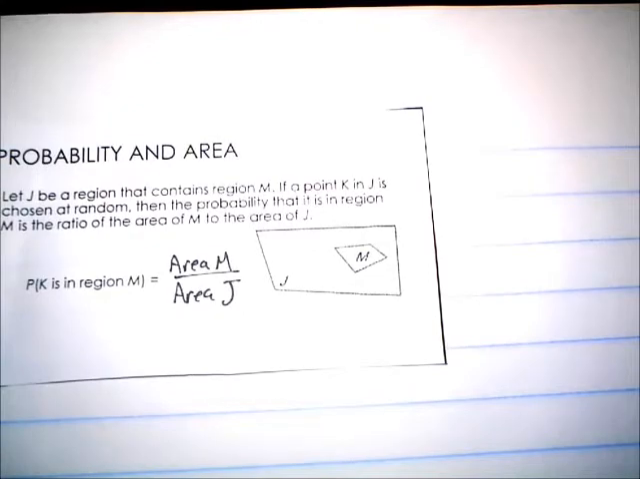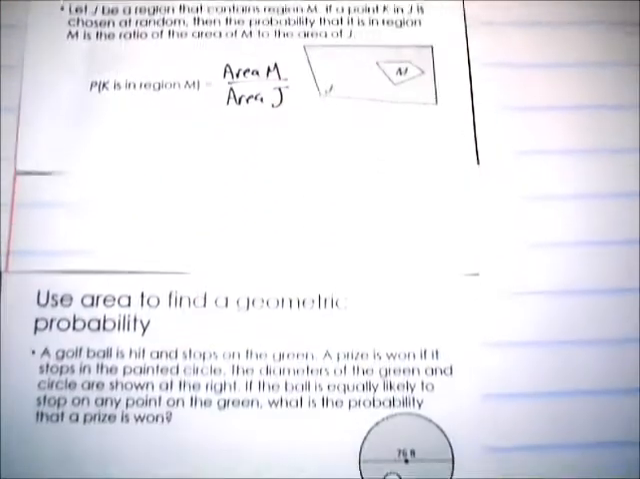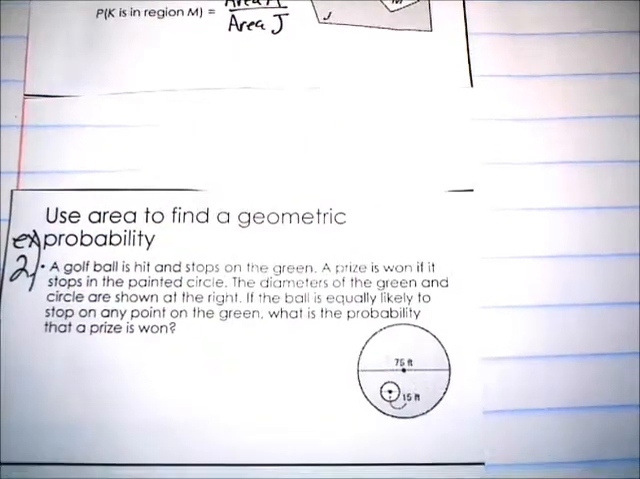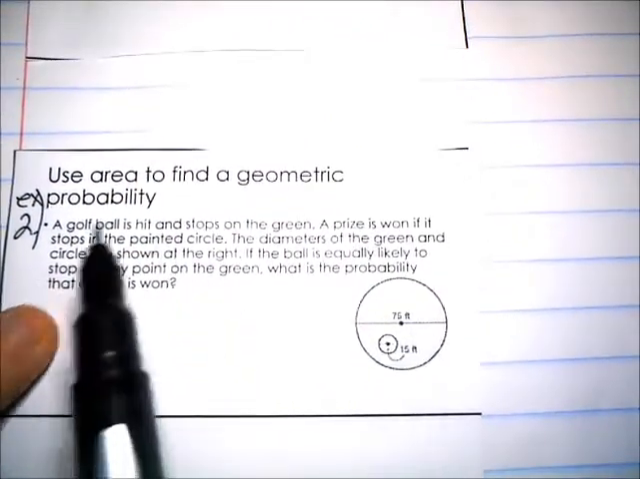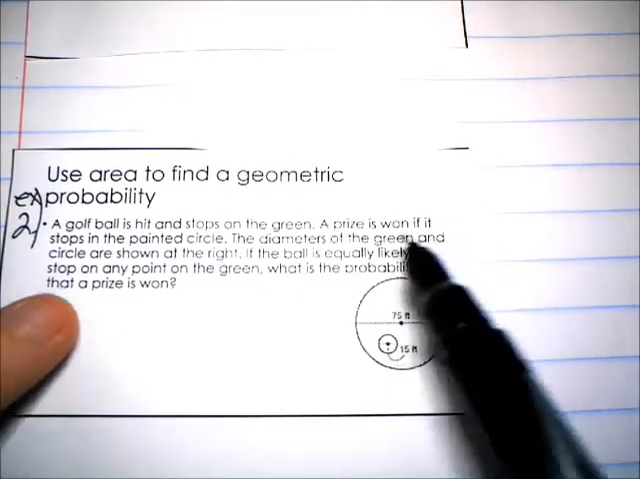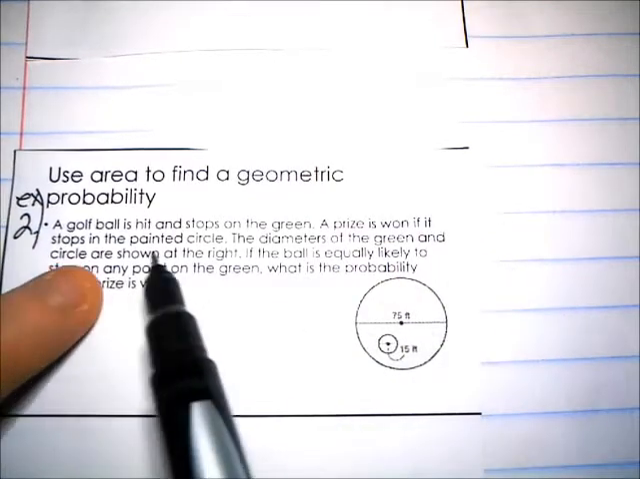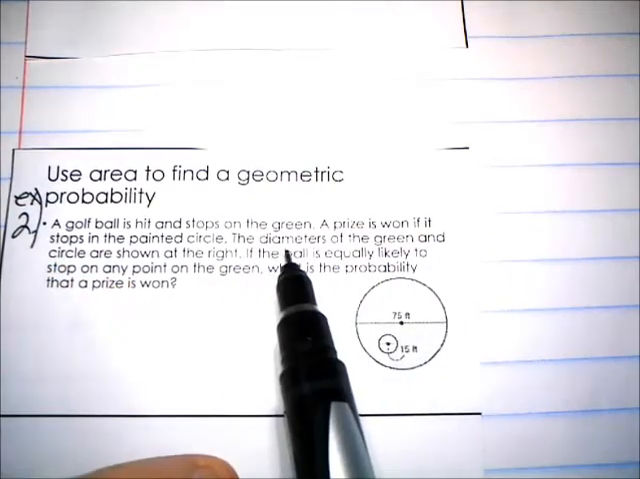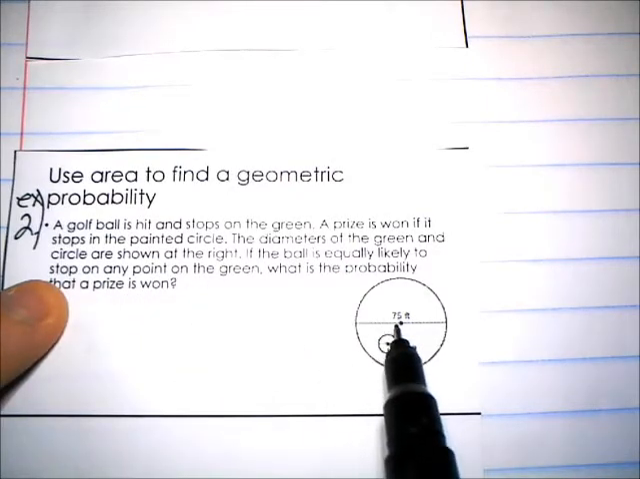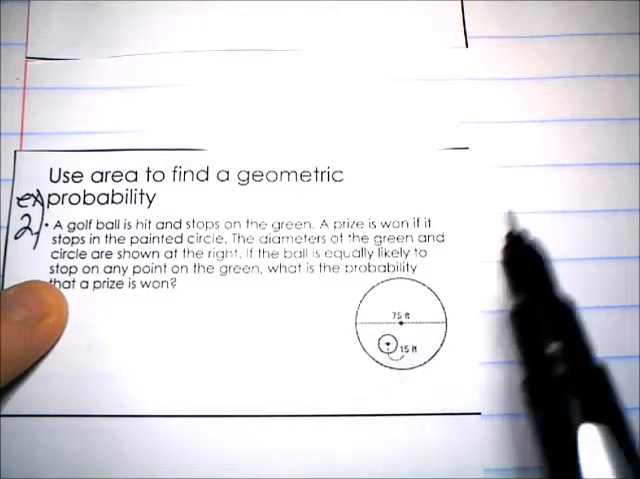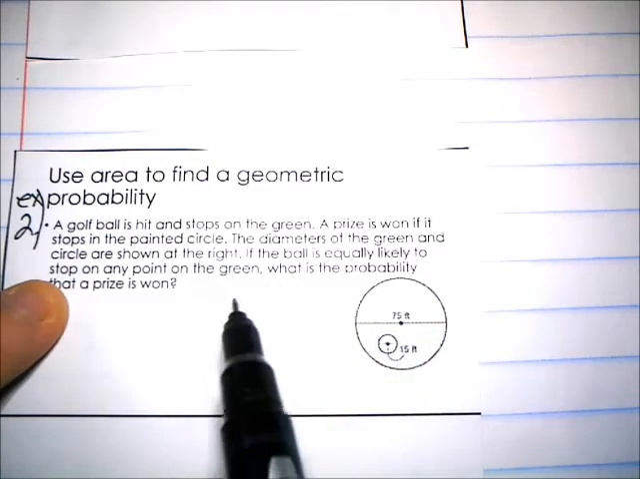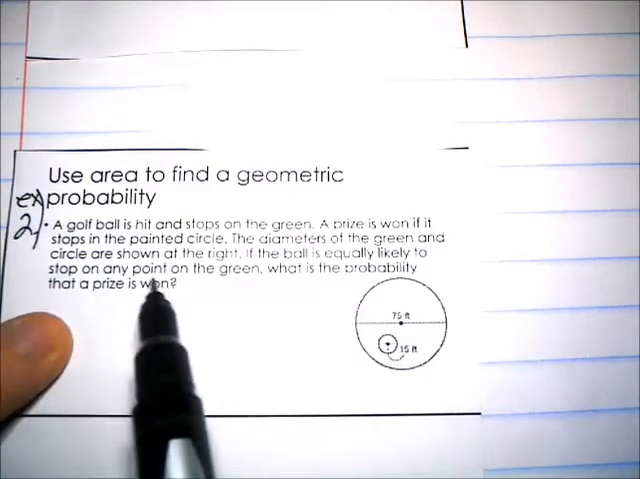They say, okay, a golf ball is hit and stops on the green where the shaded area represents the green. A prize is won if it stops in the painted circle. The diameters of the green and the circles are shown at the right, so you can see that this diameter here is 75 feet, and this little white or clear one here is 15 feet. If the ball is equally likely to stop at any point on the green, what is the probability of the prize being won? So they want to know what's the likelihood that the ball is going to stop in this little bitty area compared to this entire green circle.